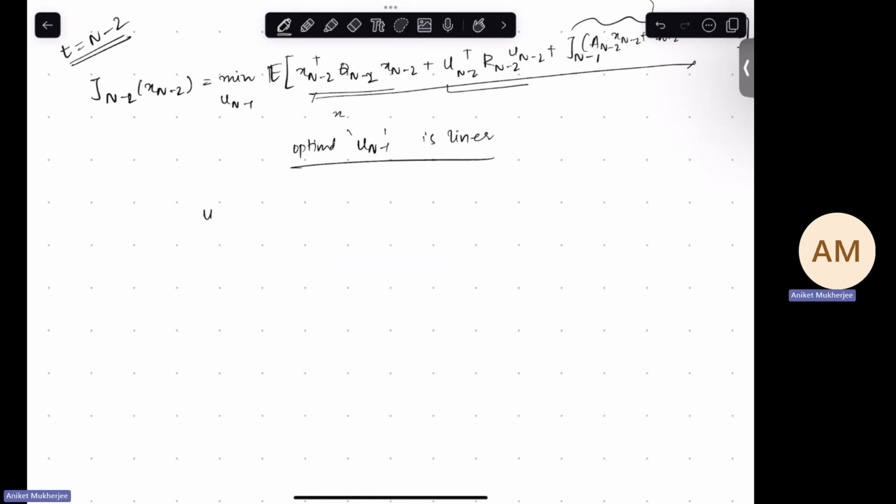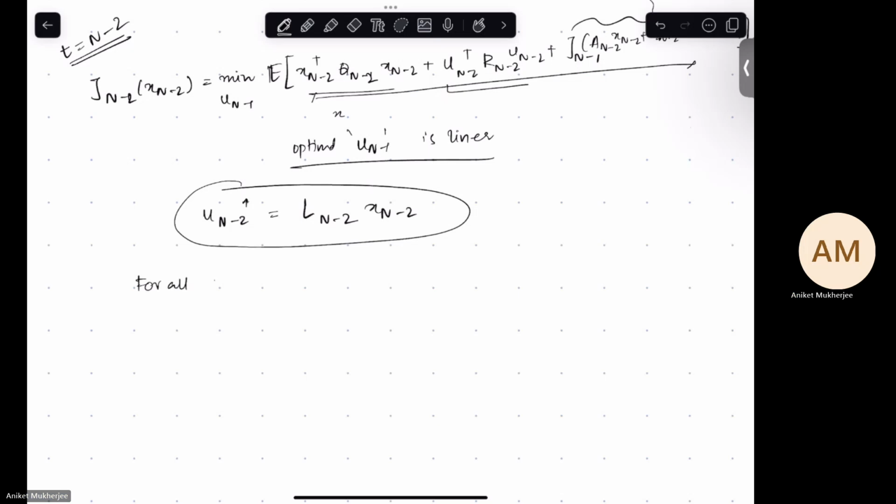And hence you can write u_{n-2}* as L_{n-2} x_{n-2}, right? So what we have seen here is, for all t, mu_t* of x_t is of the form L_t x_t. And this L_t can be calculated iteratively.